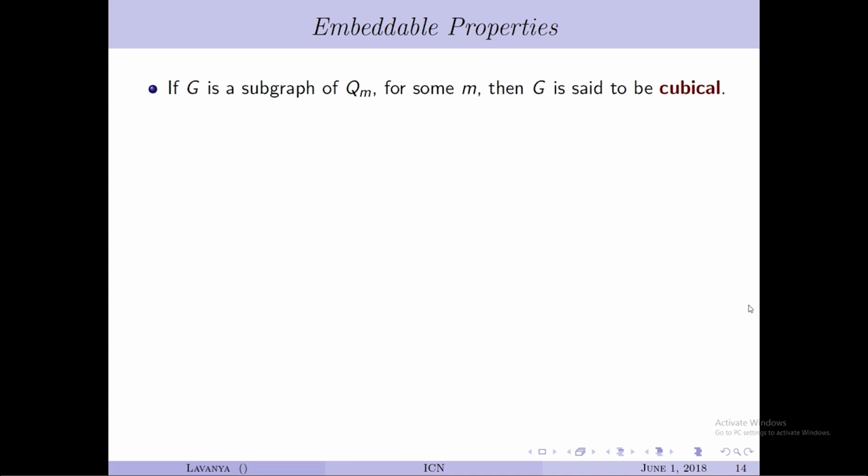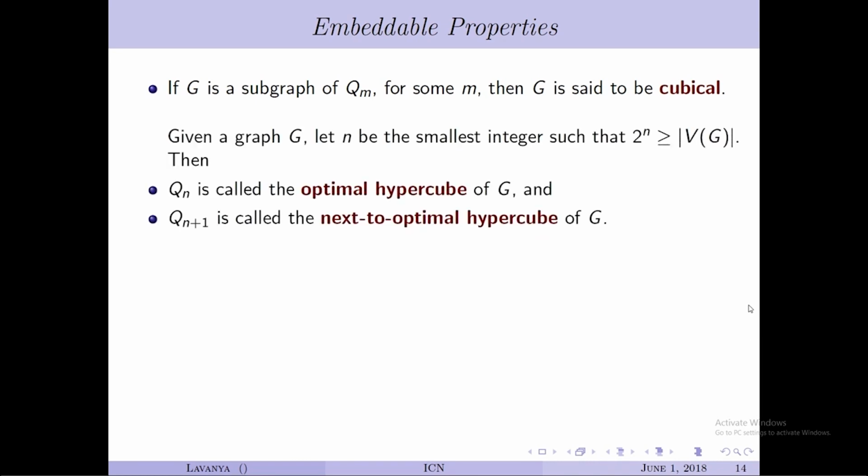So, these are some interesting properties which we will be using to embed any subgraph, any guest graph into my host, when the host is my hypercube. There are some special terminologies which we will be using for a couple of minutes. If G is a subgraph of an m-dimensional hypercube, then I say G is a cubical graph. That means it sits inside a cube graph. So, if it is a subgraph, then I call G cubical. We will also try to look into these kinds of embeddings.